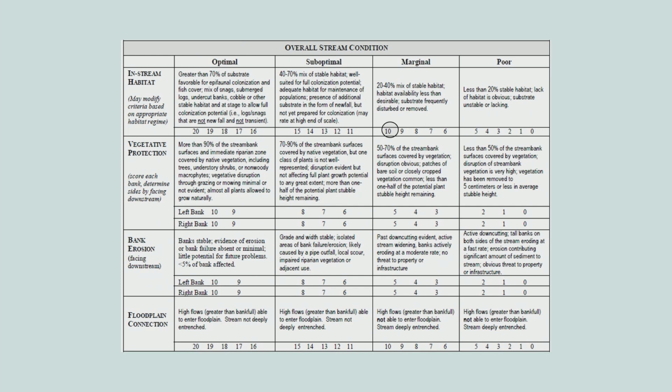For vegetative protection, I felt that it was missing the shrub class, but it was mostly old trees with grass. The banks weren't all that bare, and it wasn't heavily grazed, so I gave that a suboptimal rating. For bank erosion, it wasn't eroding at a super fast pace. There's no immediate threat to infrastructure, so I put that at the high end of marginal. And for floodplain connection, the stream was generally able to reach the floodplain during pretty high flows, but not really at any other time, so I put that at the lower end of suboptimal.